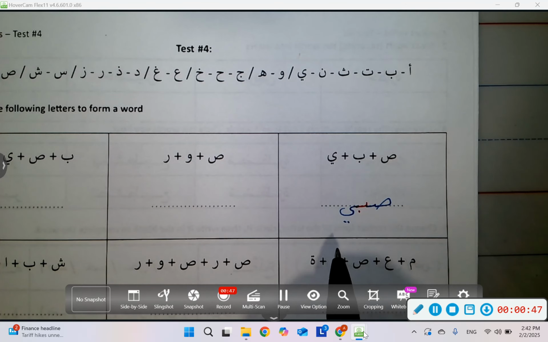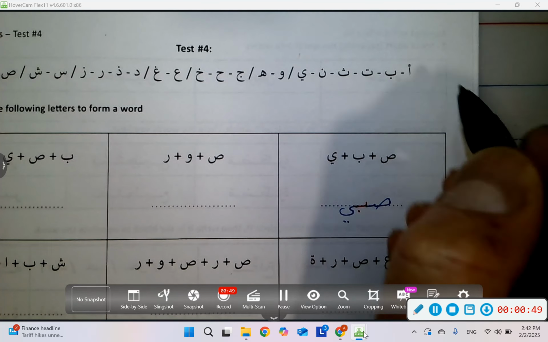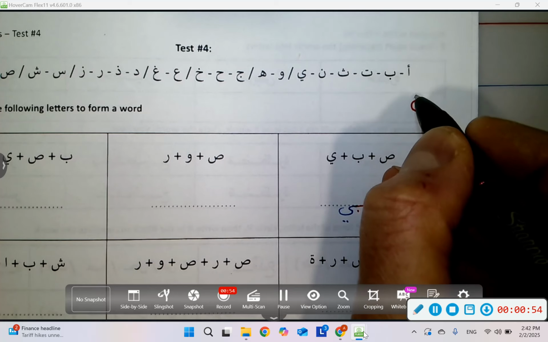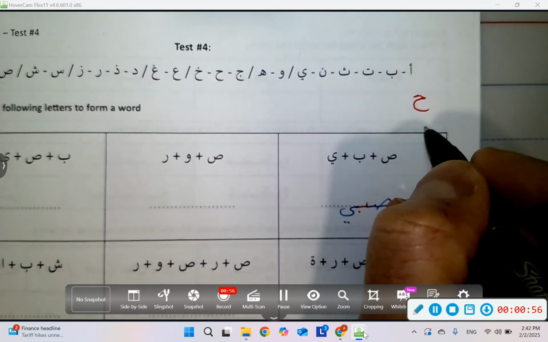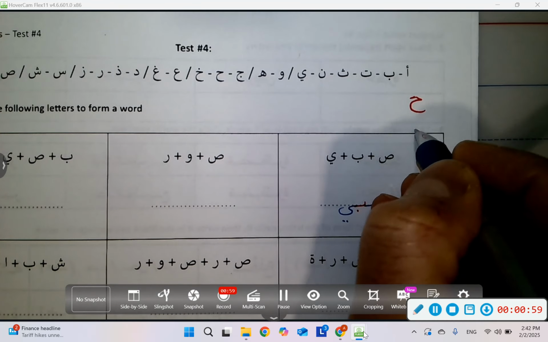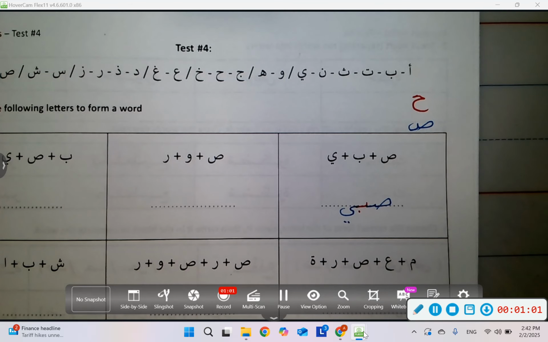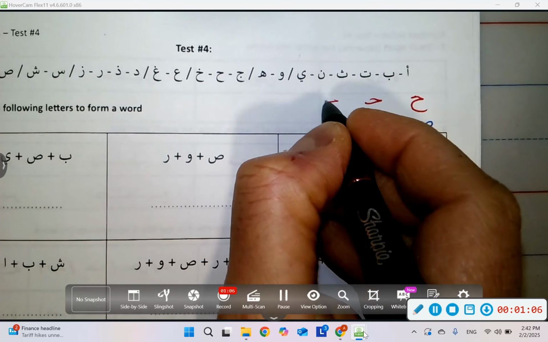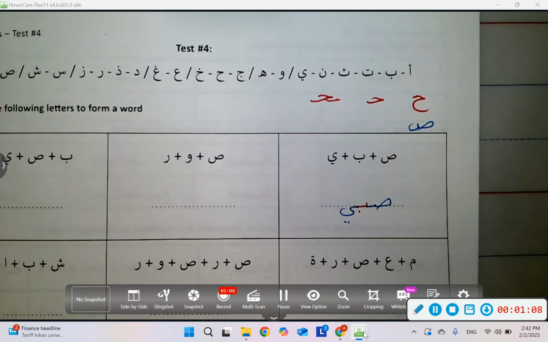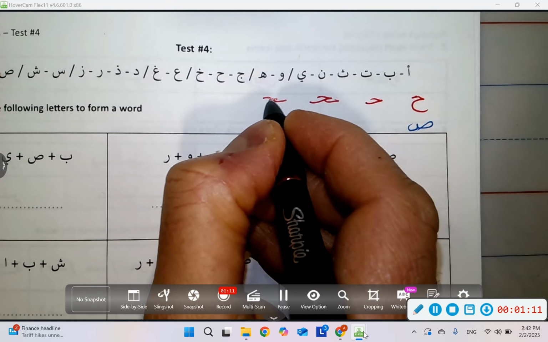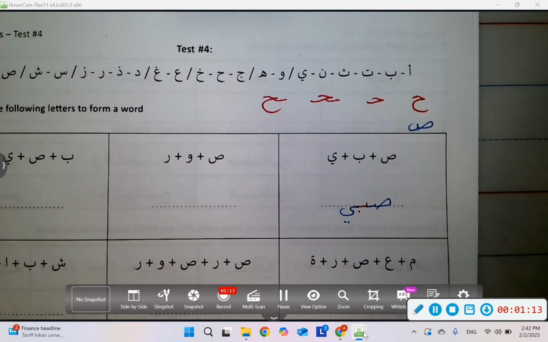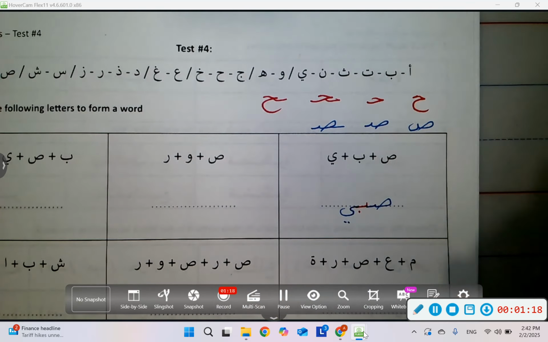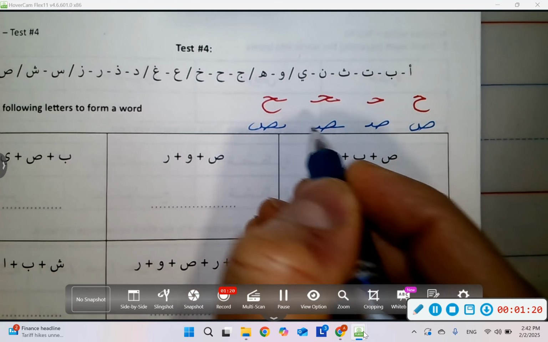Now, one note is that we have ha and we have sa. Now ha at the beginning like that, at the middle is like that, at the end like that. Sad, beginning, middle, end.